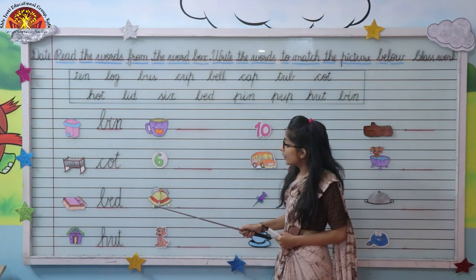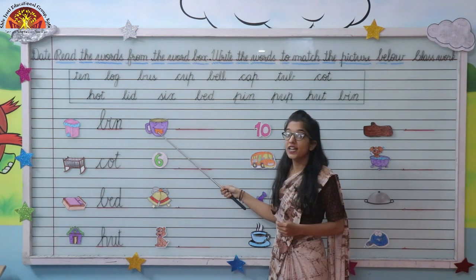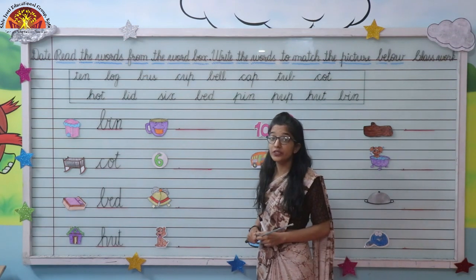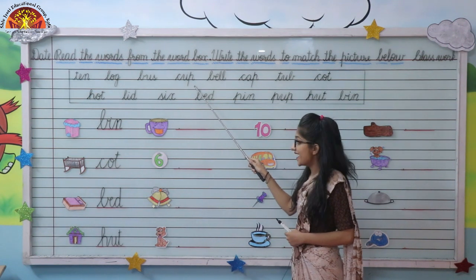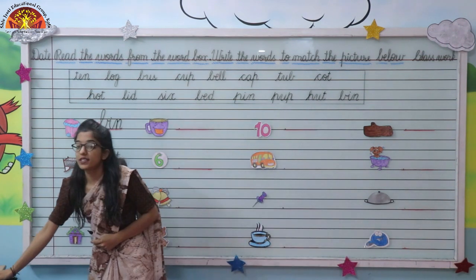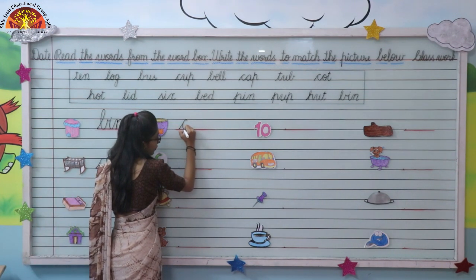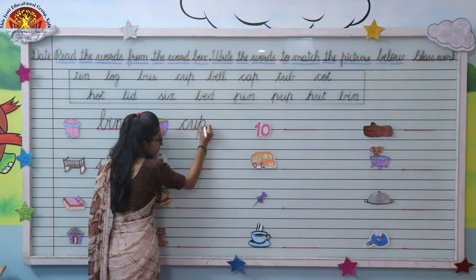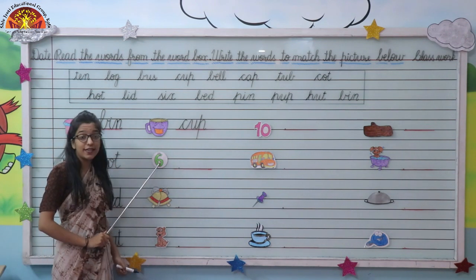Now kids, come to next one. Tell me which picture is this? Yes, this is a picture of cup. Let's find where is the spelling of cup written. This one, C-U-P, cup. Yes. So we have to write here C-U-P, cup.